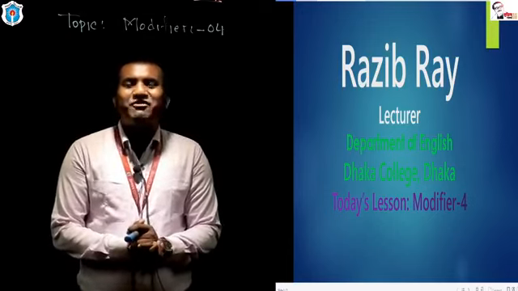So, from these three sentences, it becomes quite clear to us that a modifier can be a word or a phrase or a clause. Okay, modifier can be a word or phrase or clause.